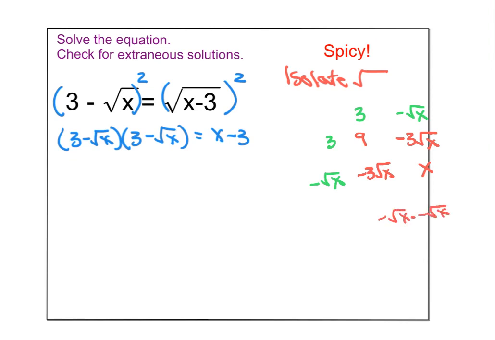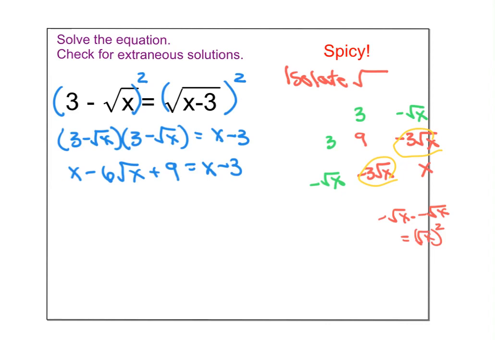Because the negative times the negative becomes a positive, and then you have a square root of x times itself, which is squared. The exponent of 2 and the radical will cancel. So I'm looking now, I see I've got like terms here and here. So when I rewrite this, I'm going to have my x, then a negative 6 root x plus 9, and then I still have this equals x minus 3.